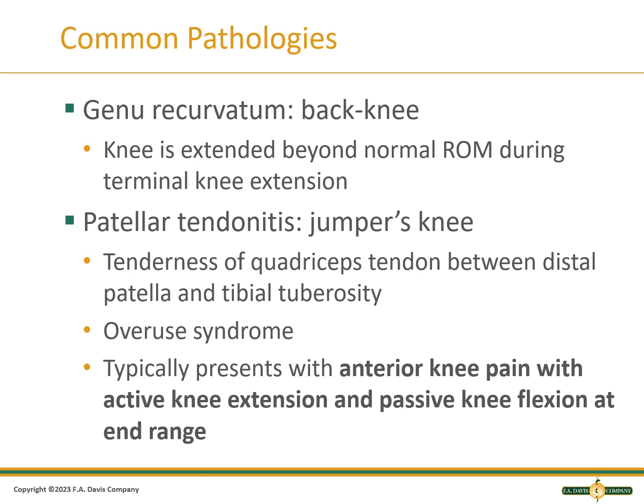Genu recurvatum is going to be where we see hyperextension of the knee, where our knees bend backwards. The knee is extended beyond the normal range of motion during terminal knee extension, and you can assess my knees in class to see one that is normal because it was repaired surgically, and one in which I have genu recurvatum, where I have approximately 15 degrees of hyperextension the last time I measured it.